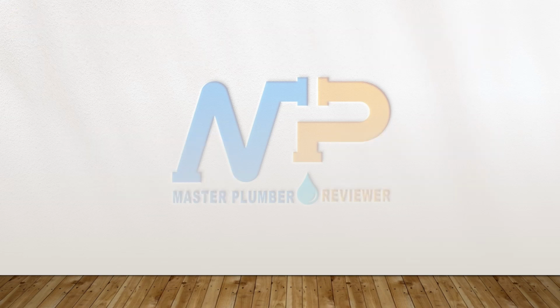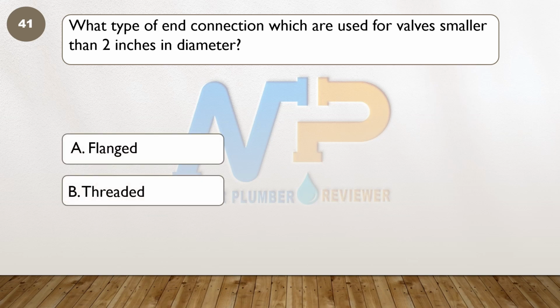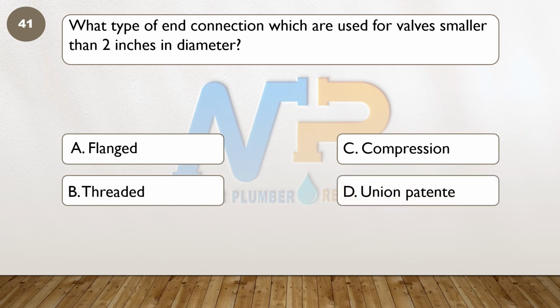Number 41. What type of end connection is used for valves smaller than 2 inches diameter? A. Flanged. B. Threaded. C. Compression. D. Union patent. The answer. It's B. Threaded.